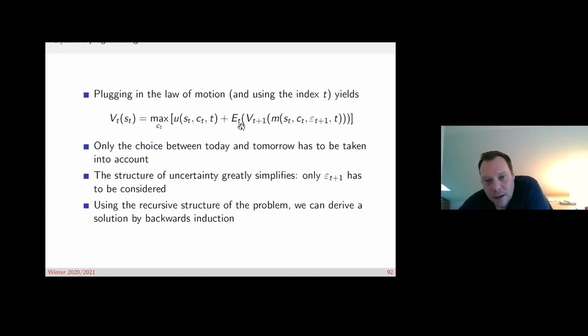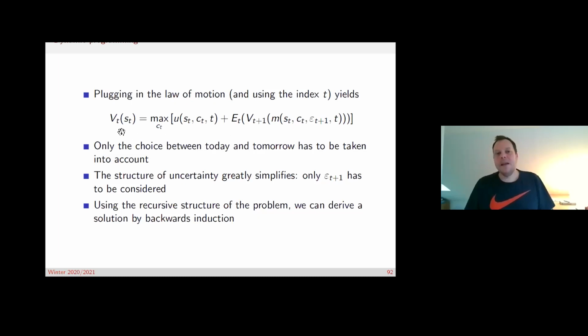Here you see that the expectation is over the shock. The only trade-off that you have to consider is the effect of your choice contemporaneously today and on the rest of the planning horizon. And again, this is what I tried to explain some 10 minutes ago. We only have to consider next period's shock. All the other shocks that might happen down the road we do not care about, because they are condensed in this functional form.